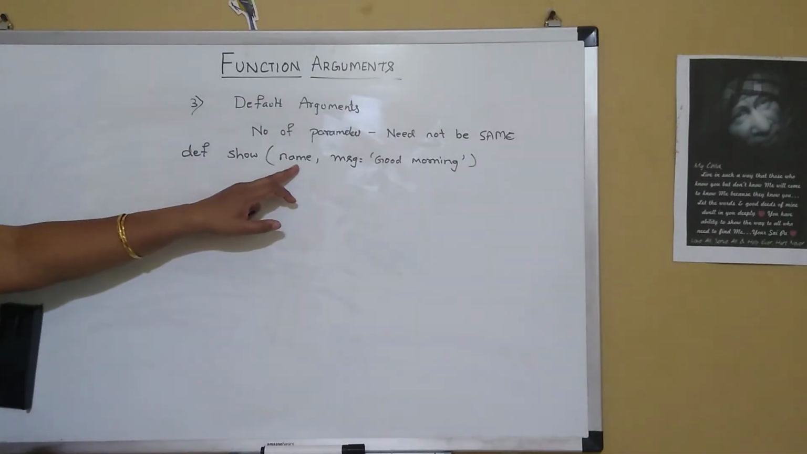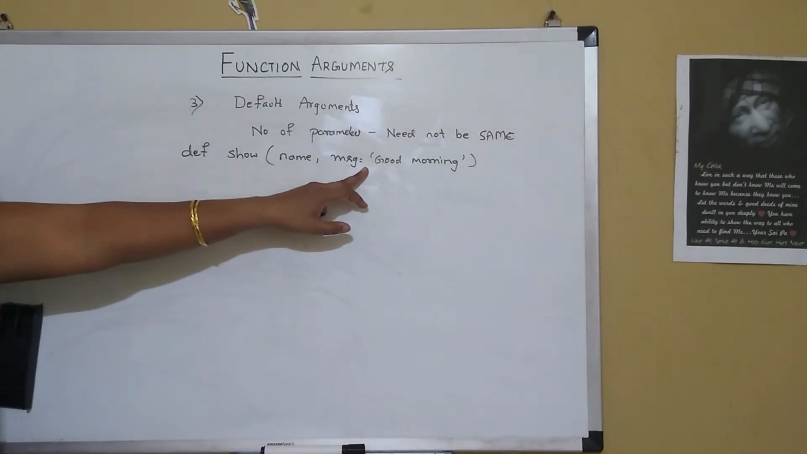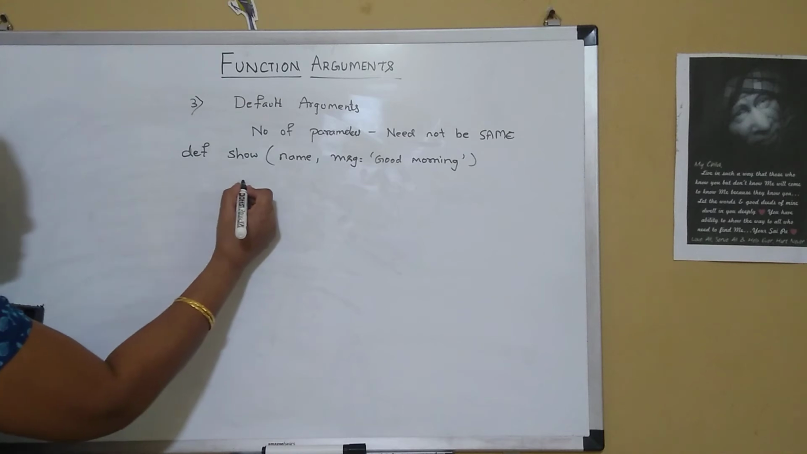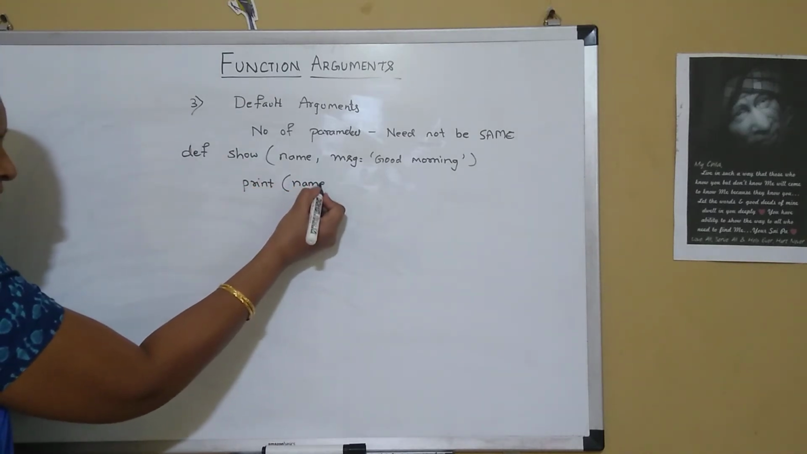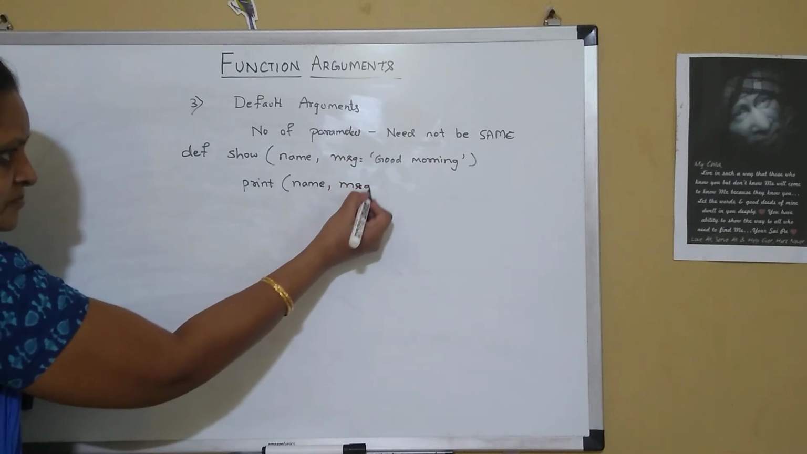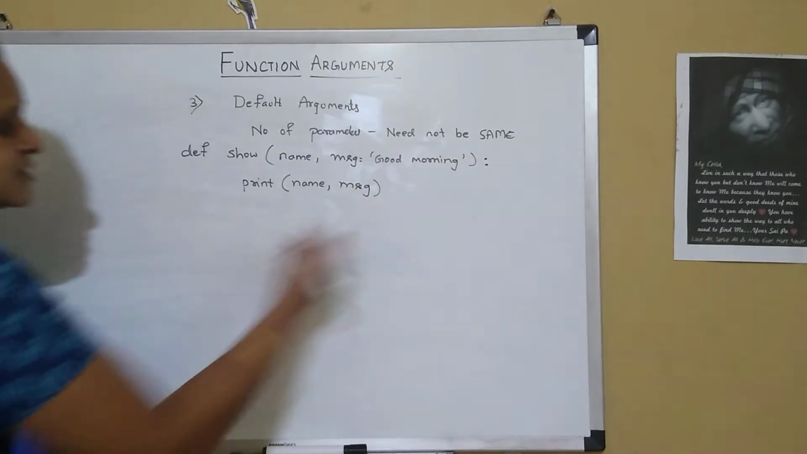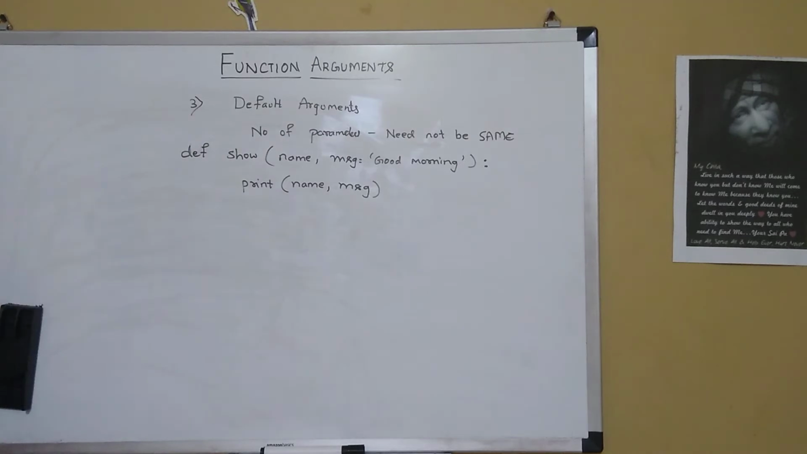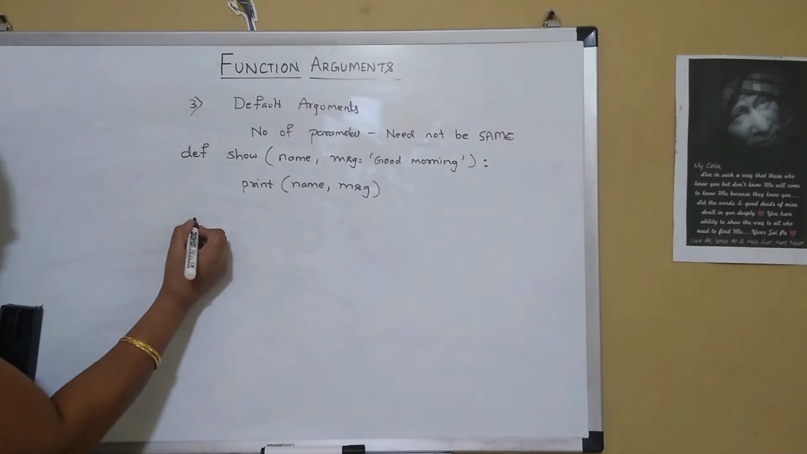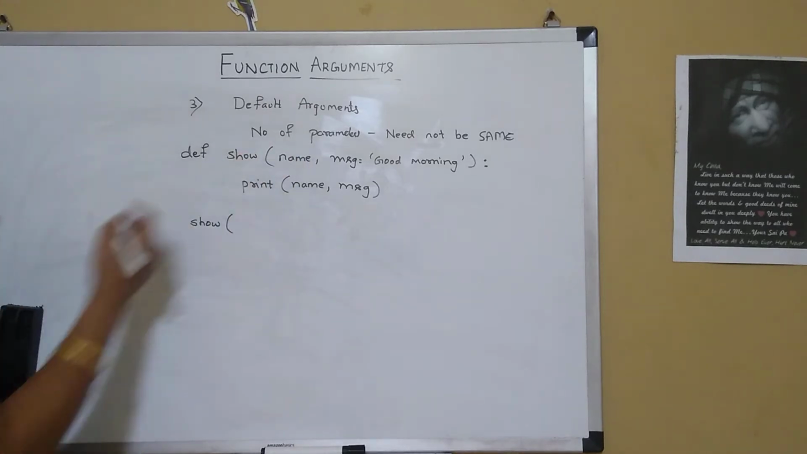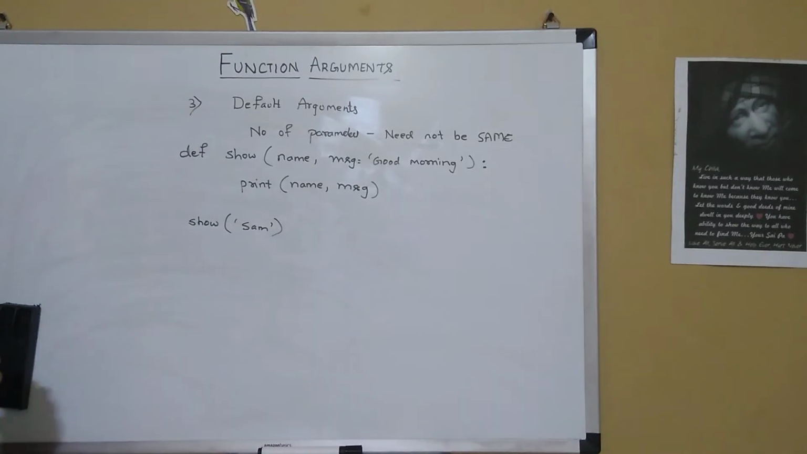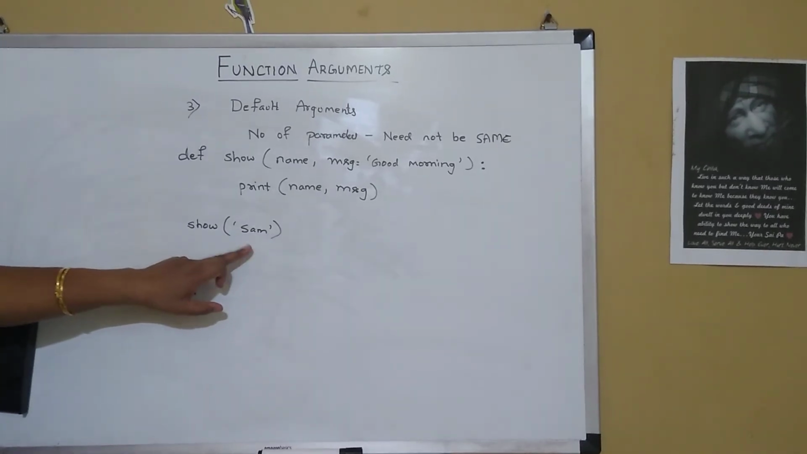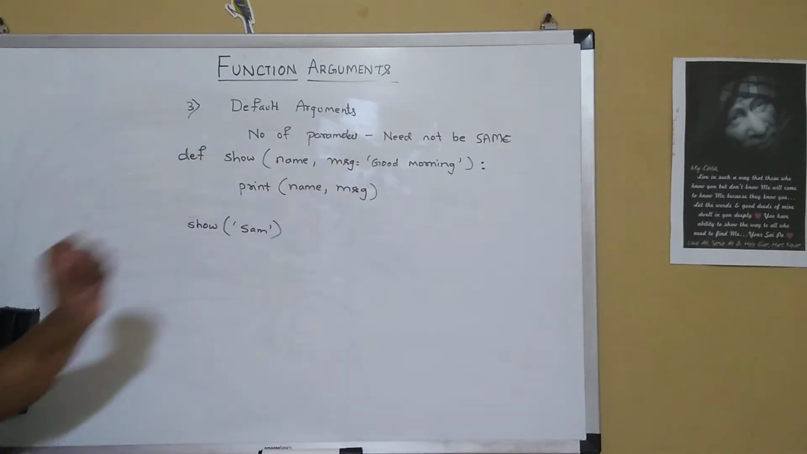So name is the argument and this is the default argument. Now if I say print name, message. This should have a colon. So now if I say print name, message, and in the function call, it need not have the same number of parameters. So I am passing only Sam. So here I am passing only one parameter, but it is accepting two parameters.